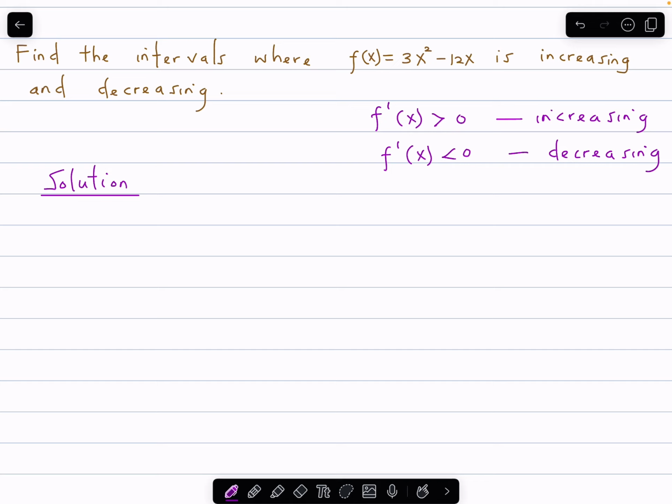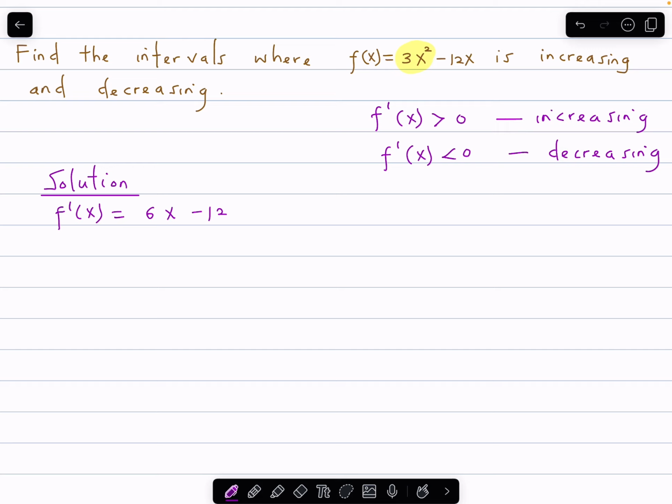So our function f of x equals 3x squared minus 12x. So the derivative of 3x squared is going to be 6x. You just multiply 3 times 2. So f prime of x, you have 3 times 2, which is 6. Then subtract 1 from the power, which is 2. So you have 2 minus 1, which is 1. And then the derivative of negative 12x is just going to be negative 12. Okay, so we found the derivative.